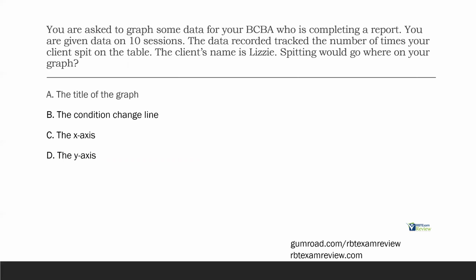You're asked to graph some data for your BCBA who's completing a report. You're given data on 10 sessions. The data recorded tracked the number of times your client spit on the table. The client's name is Lizzie. Spitting would go where on your graph?